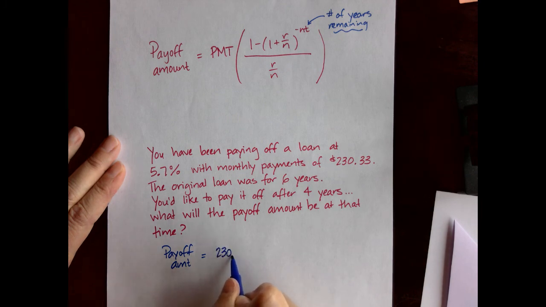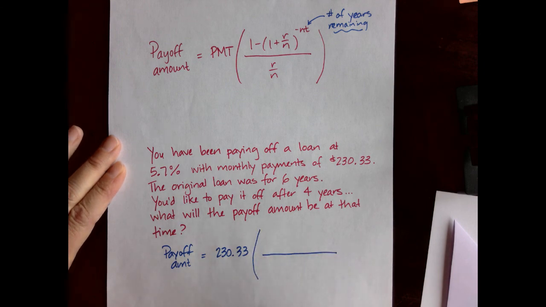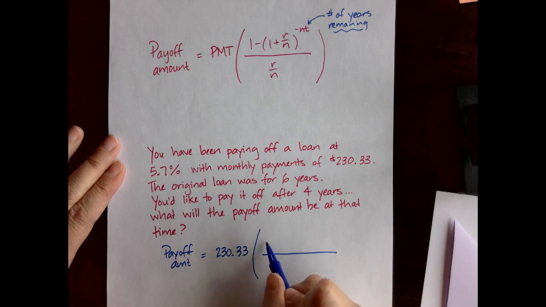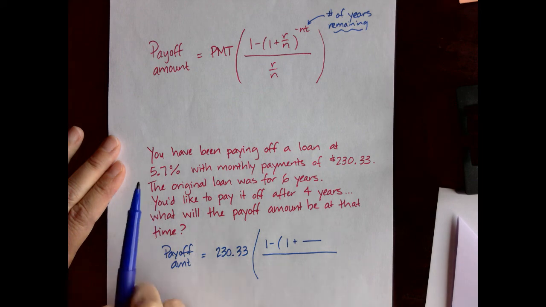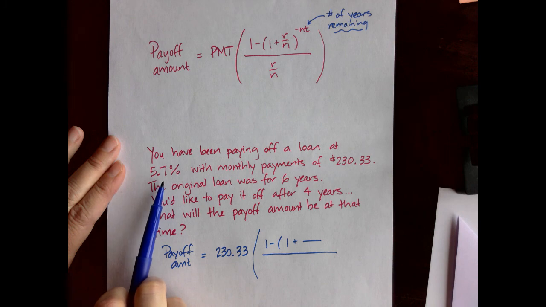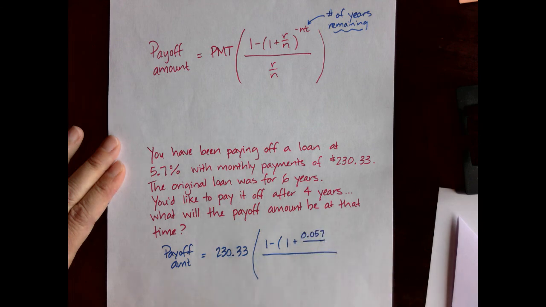That'll be $230.33. We'll use a big set of parentheses here to set this up. In the numerator, 1 minus the quantity 1 plus the interest rate, which needs to go in as a decimal. The interest rate was 5.7%, so if you take that and divide it by 100, or move the decimal point left 2 places, you'll get 0.057 as its decimal version.